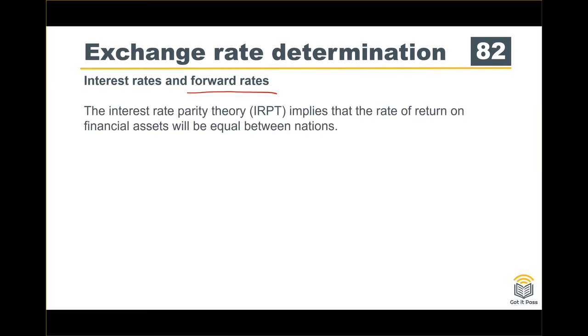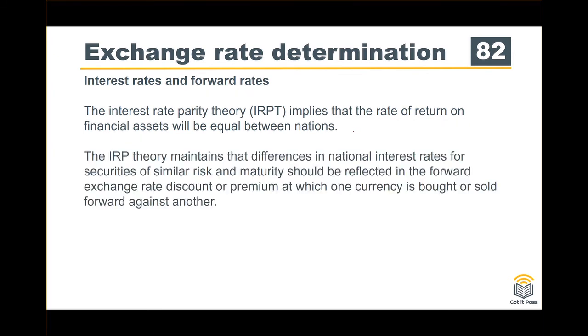So right now we are talking about the interest rate parity theory. It implies that the rates of return on financial assets will be equal between nations. The interest rate parity theory maintains that differences in national interest rates for securities of similar risk and maturity should be reflected in the forward exchange rate discount or premium at which one currency is bought or sold forward against another.